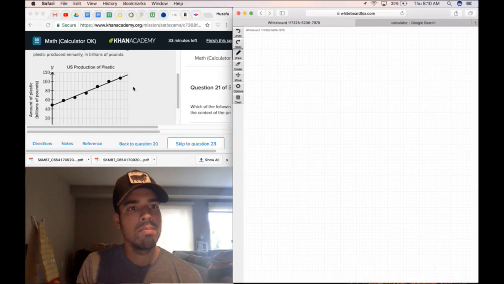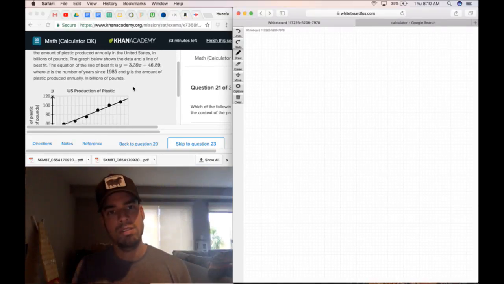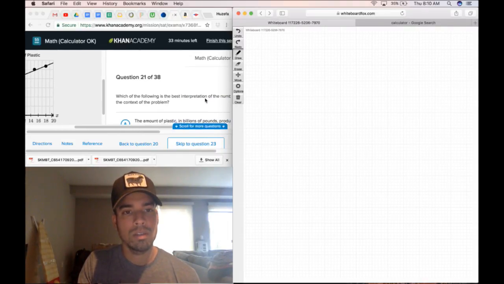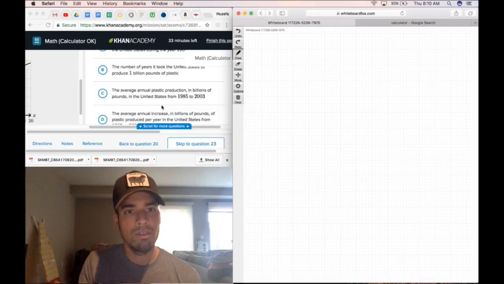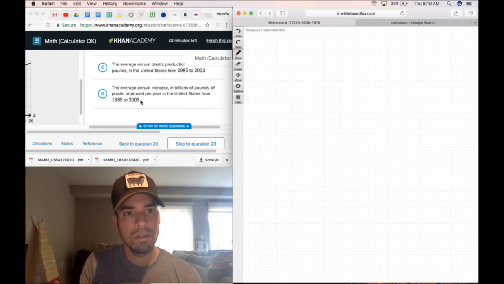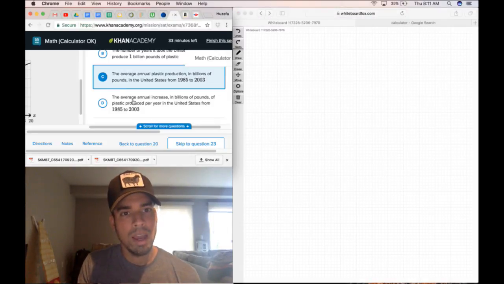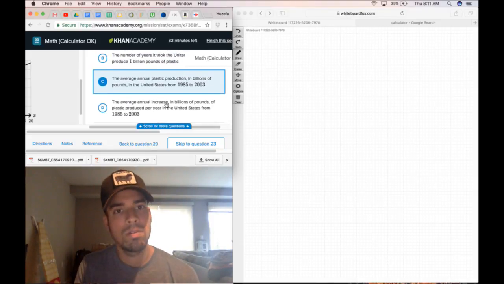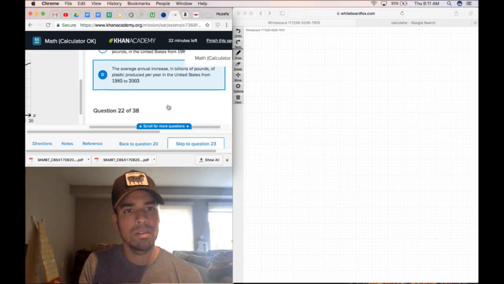It is the slope, which means that it's the amount of billions of pounds every year that is increased. That's all it is. That's the slope. It's the change in y over change in x. So the amount of plastic produced in the United States, no. The number of years it took, no. The average annual plastic in billions of pounds, the United States, nope. The average, oh yeah, it is this probably. The average annual increase in billions of pounds of plastic produced per year in the United States. No, it's D, sorry, it's the increase. This is not the average annual plastic production. It's not a constant, it's moving up. The average annual increase in billions of pounds.